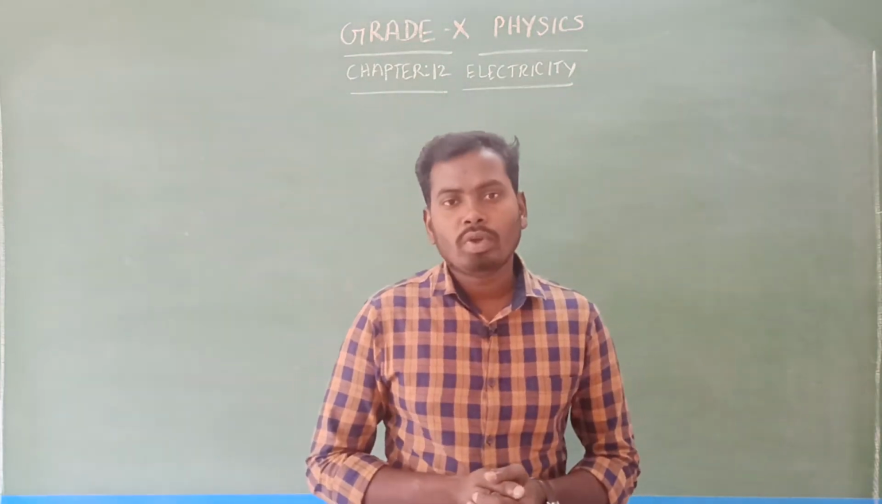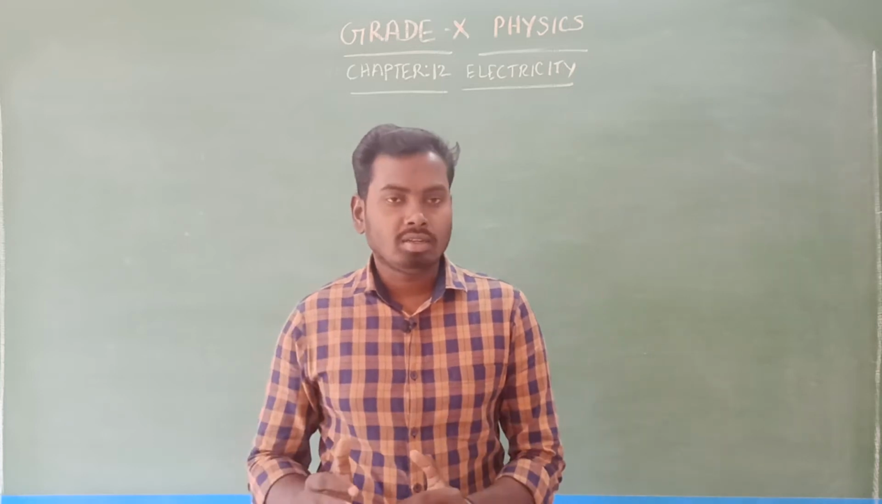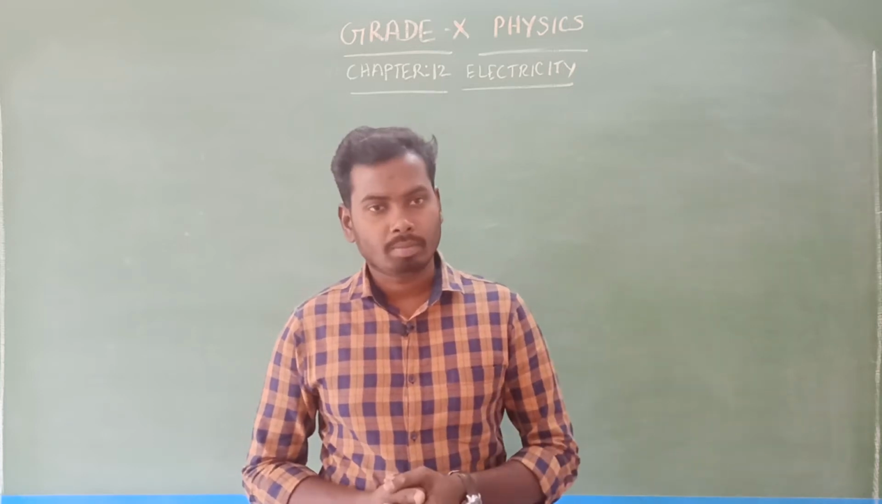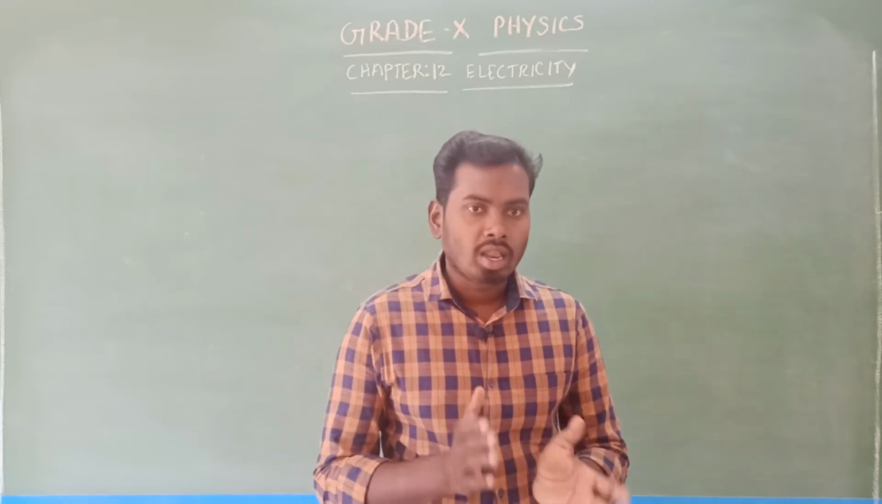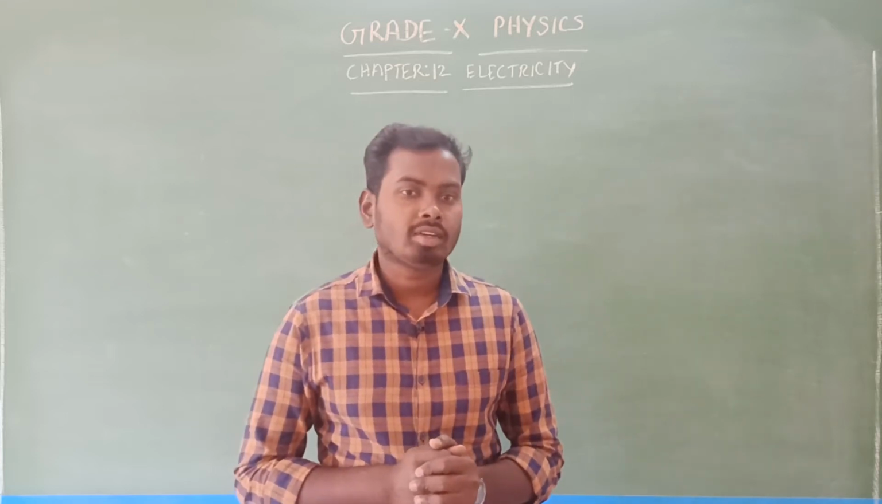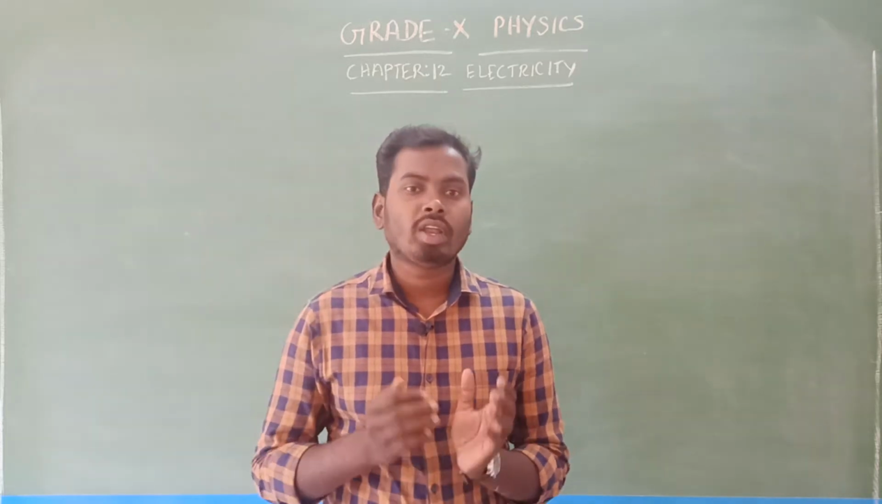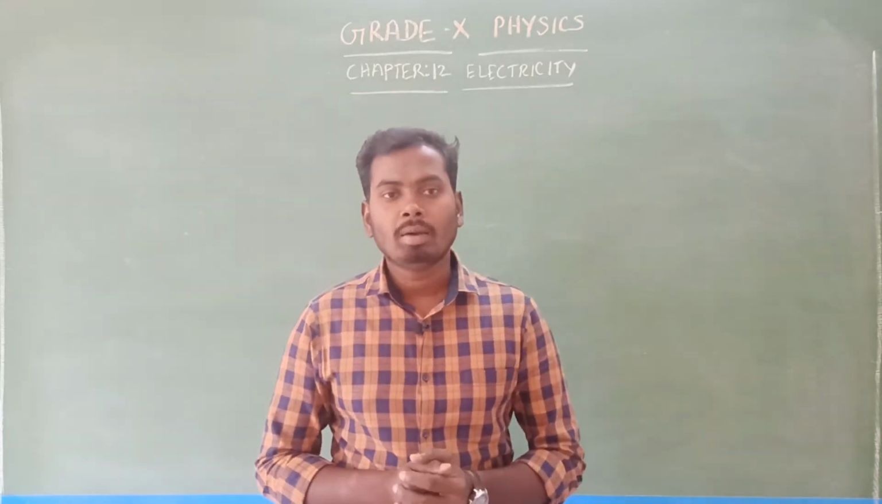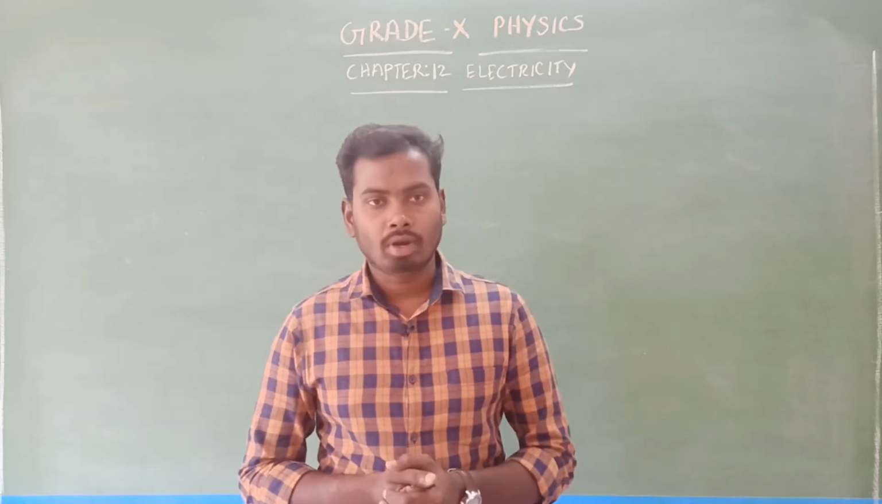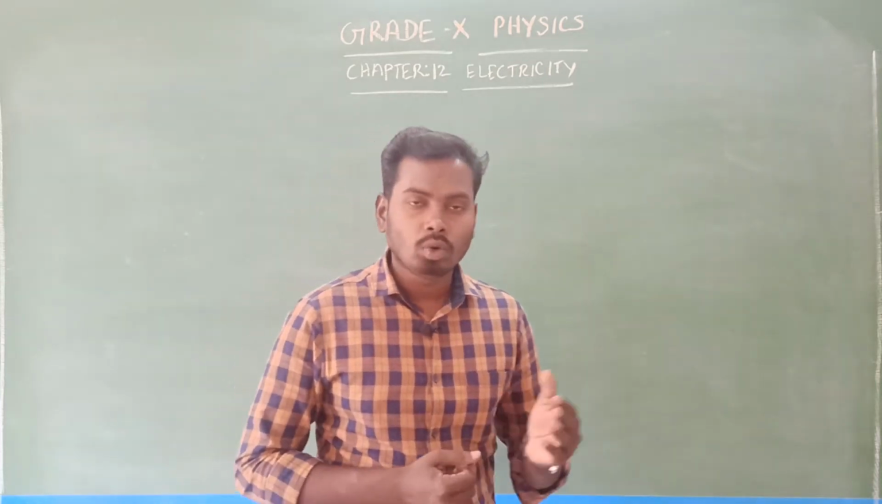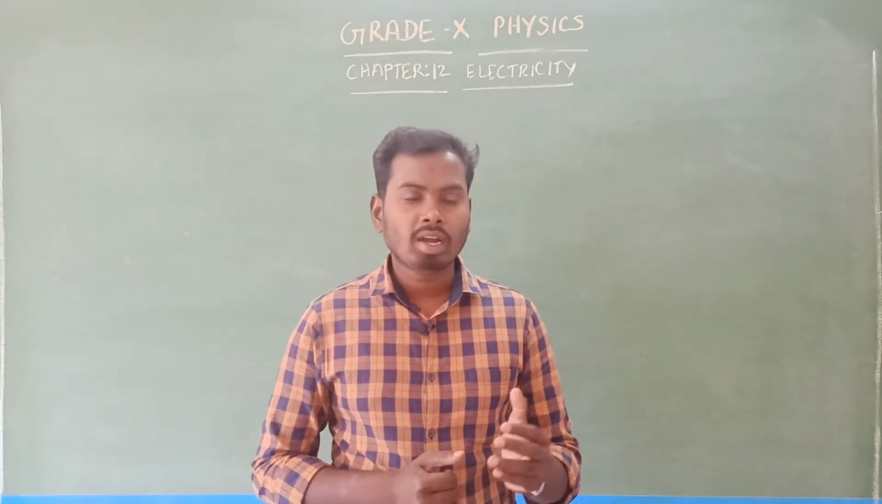The rate at which electrical work is done is called electric power. Which means, per second, how much electrical work is done, that is electric power. So electric power is equal to work done divided by time.